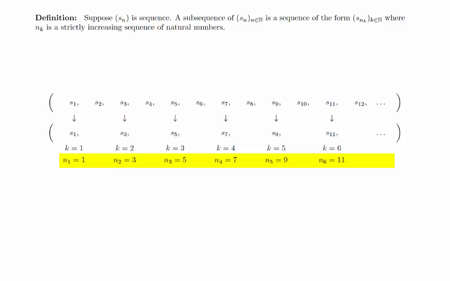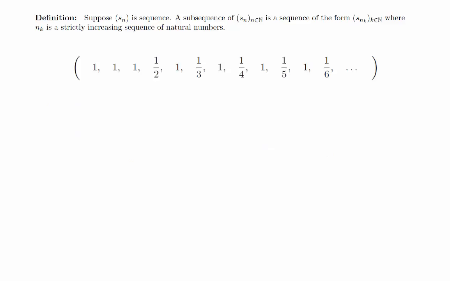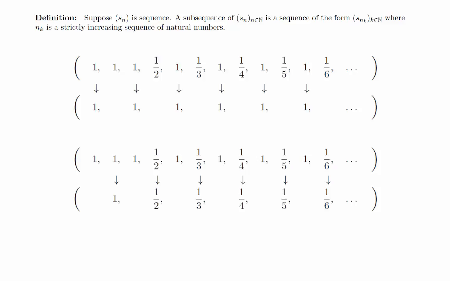You can think of the n sub k as being the sequence that tells you which terms to include. It's important that the n sub k are strictly increasing so that you will never repeat a term and that you can never go backwards. Since any given sequence has infinitely many subsequences, this concept opens the door for us to discover new features. For example, if we return to the original example, we started with a sequence that didn't converge, but we saw that there were at least two subsequences that not only converge, but converge to different limits.